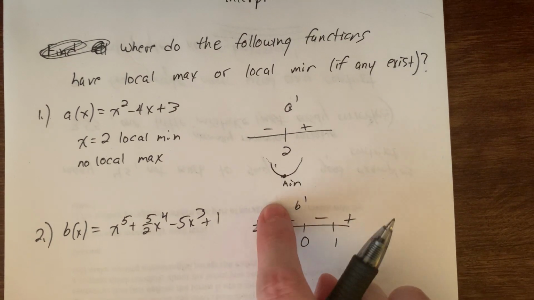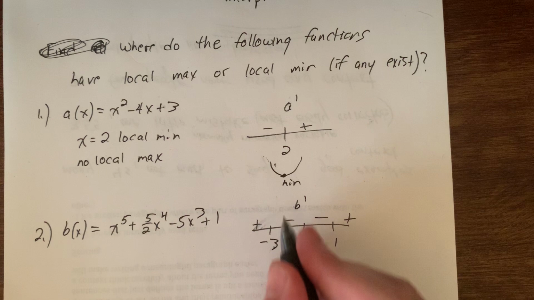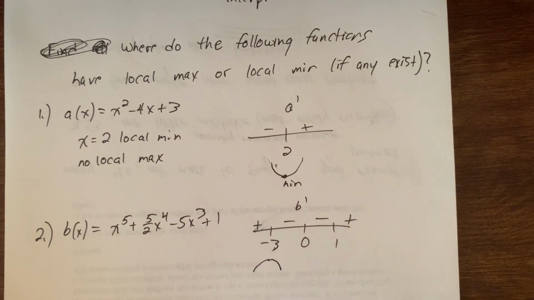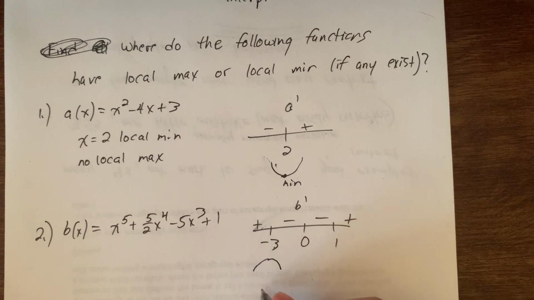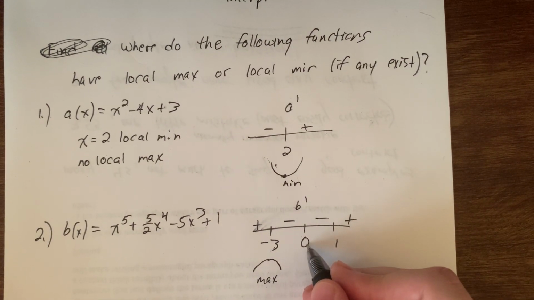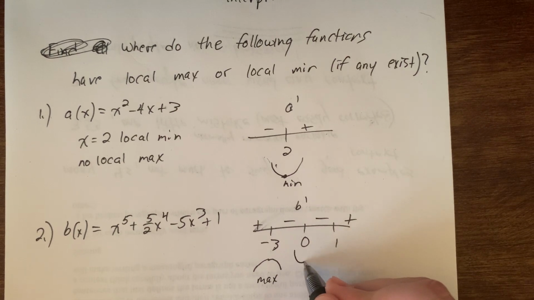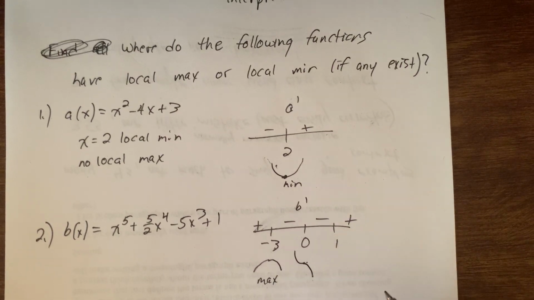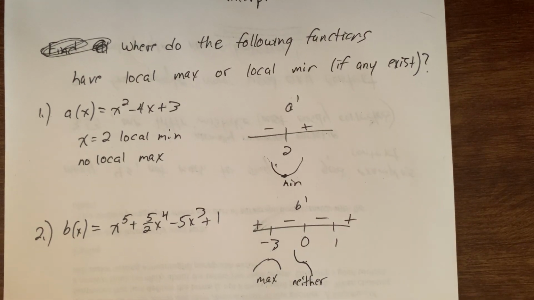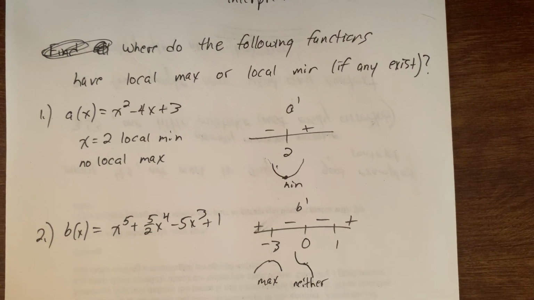Well, I'm going up, then I get to -3, and then I start going down. Going up, get to -3, turn and start going down. -3 is a max. At 0, well, I'm going down, get to 0, but then I keep going down. 0 is neither a max nor a min. I don't get a peak or a valley.